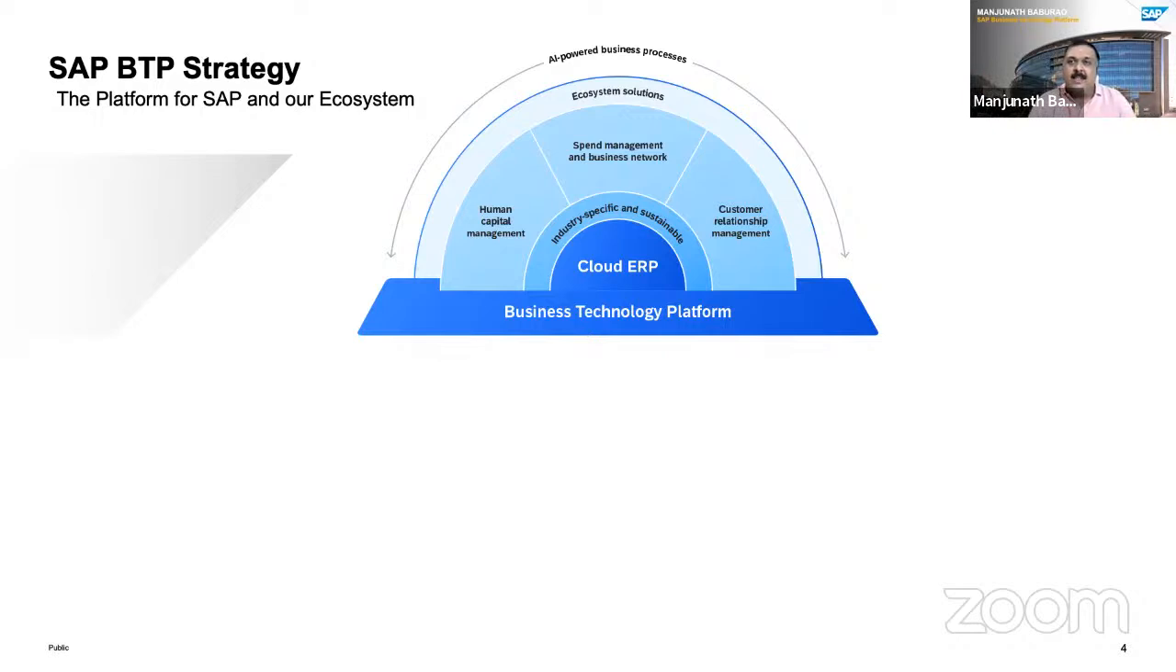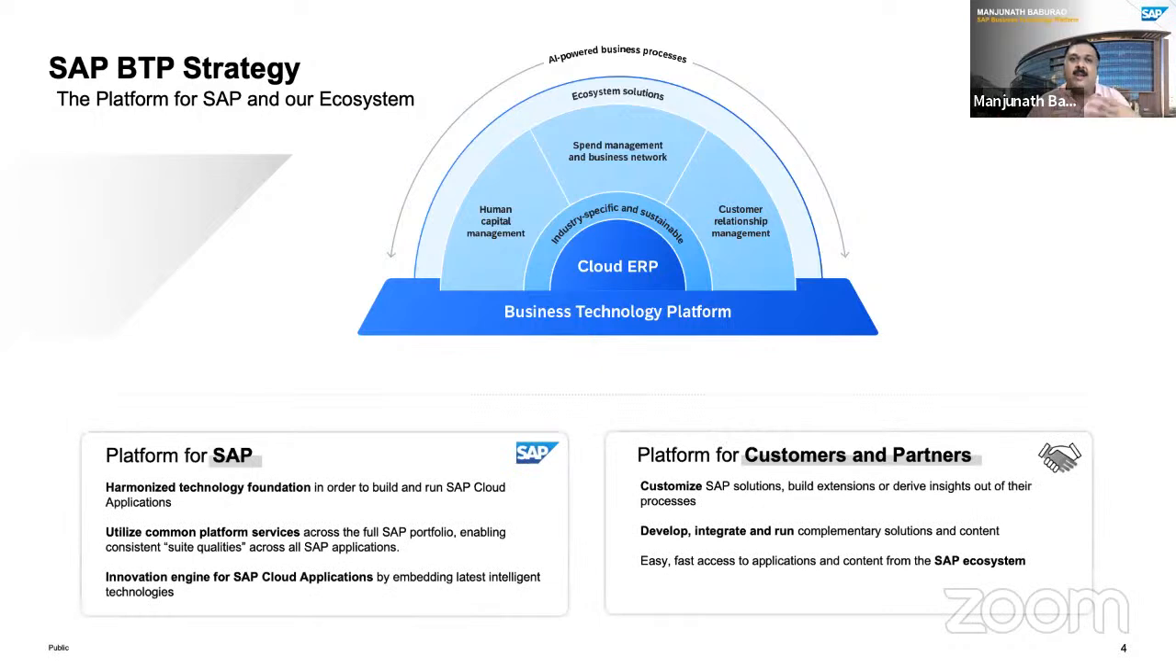So you see that the business technology platform is playing what we like to call two different roles. One, it is the platform for SAP, and it is a platform at the same time for customers and partners. Now, what does it mean? And what does this dual role mean?